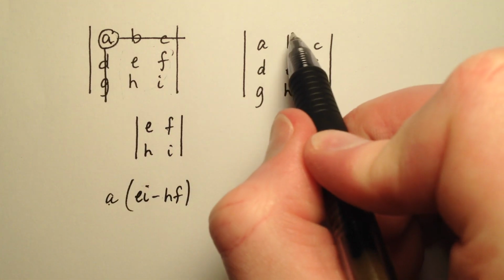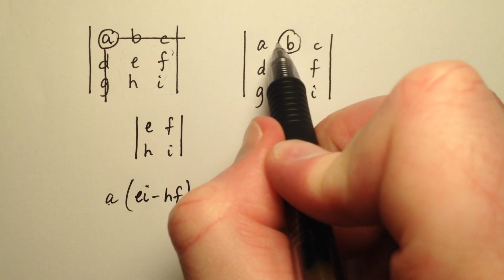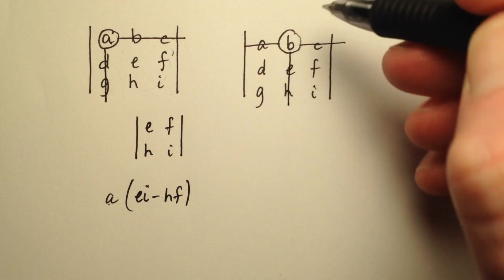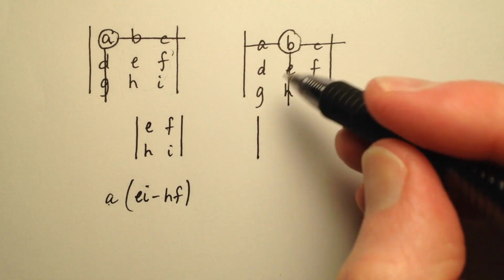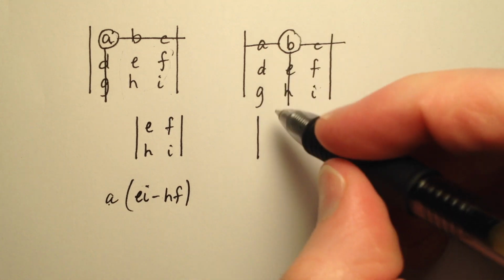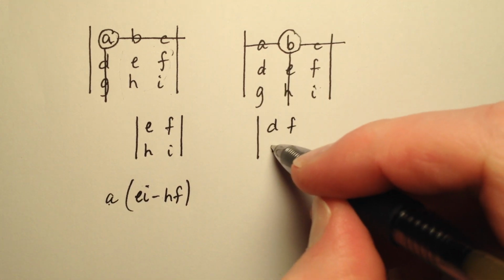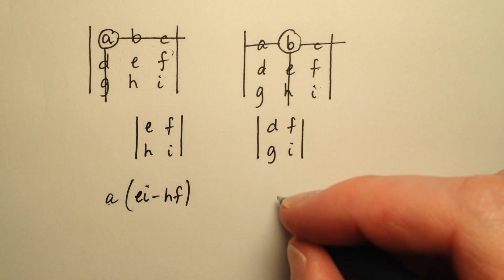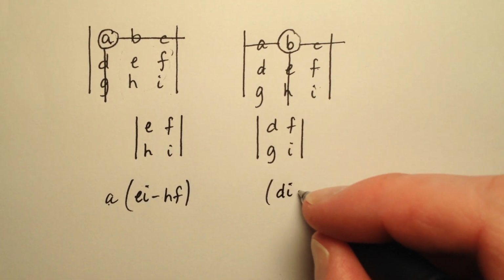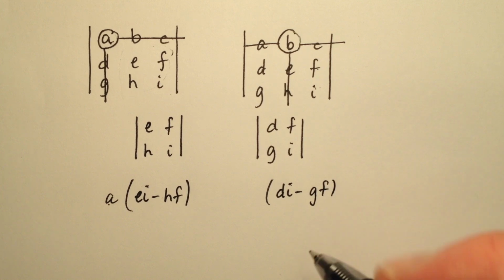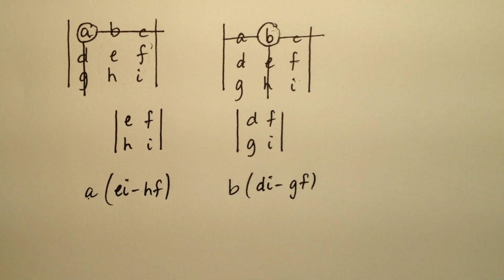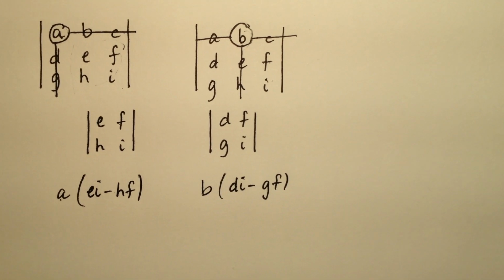So we used A, now let's use B, and we're going to cross out everything that's in the B row and everything in the B column, and we're going to be left with this 2 by 2 matrix, D F G I. So we're going to find the determinant, which will be DI minus GF, and this B is going to come along and multiply out front along with it. Okay, I'm going to slide it over here.